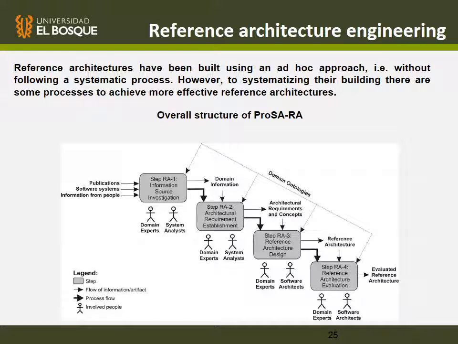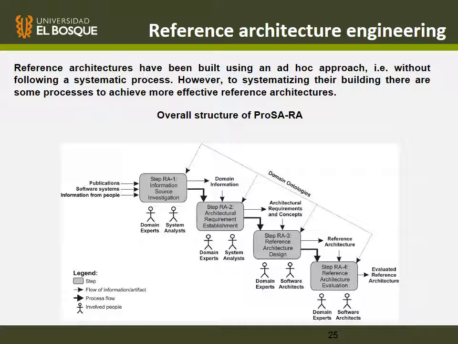In general, reference architectures have been built using an ad hoc approach, without following a systematic process. However, to systematize their building, there are some processes to achieve more effective reference architectures. In this context, the PROSA-RA process is used to systematize the design, representation, and evaluation of reference architectures.